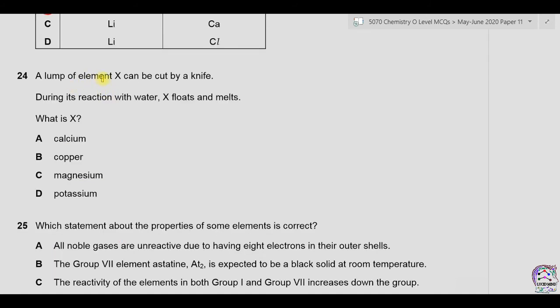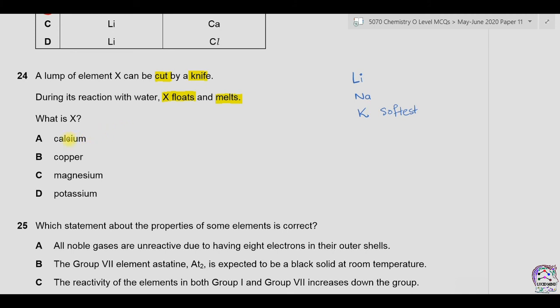Question 24. A lump of element X can be cut by a knife. During its reaction with water, X floats and it melts. Now we know that alkali metals have properties like this. So we have lithium, sodium and potassium. They are less dense than water and therefore they float on the surface of water. Also they are very highly reactive, so the reaction is highly exothermic, and therefore they melt upon reaction. Now among these three, potassium is the softest metal, so it could be easily cut by the knife.